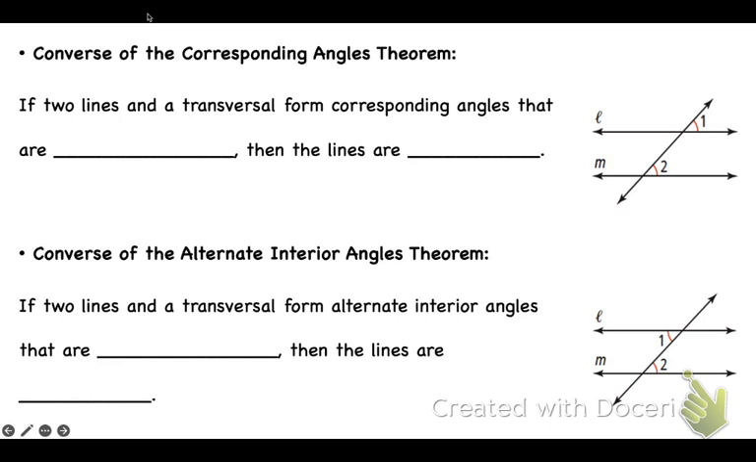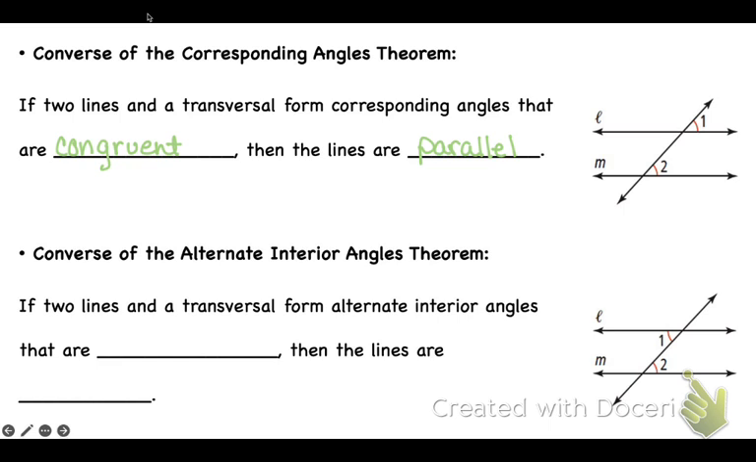If two lines and a transversal form corresponding angles that are congruent, then the lines are parallel. Oops. If I could spell right, we'd be on a good roll. Okay, so it's just opposite. Before, if they were parallel, corresponding angles were congruent. Now, if the corresponding angles are congruent, the lines will be parallel.